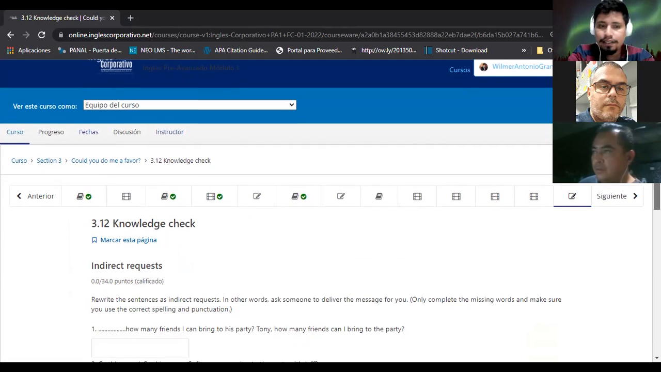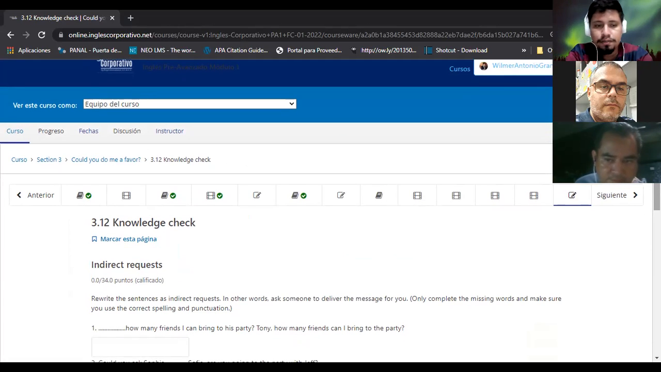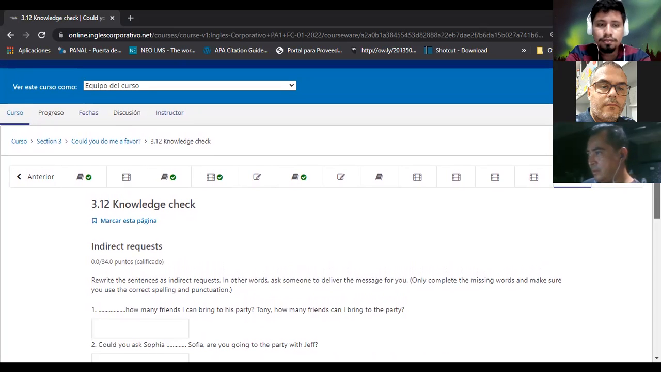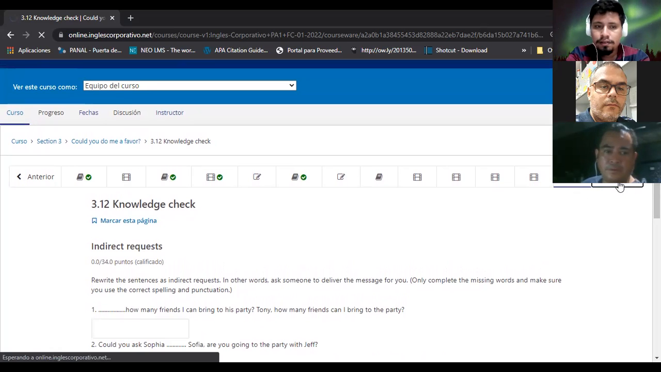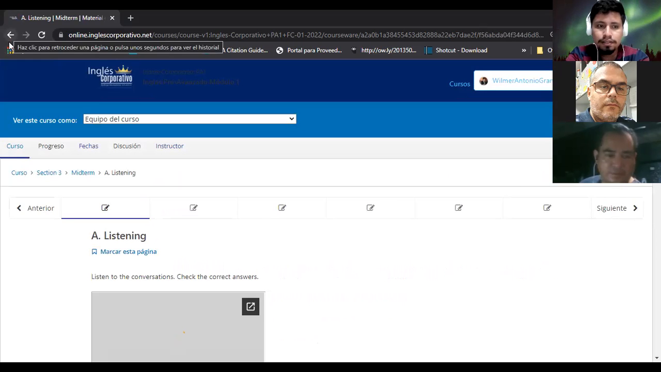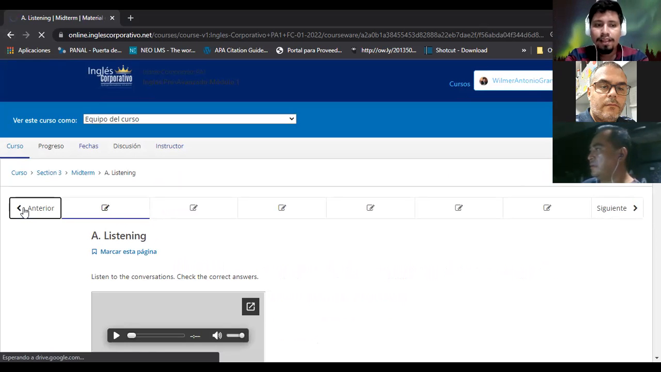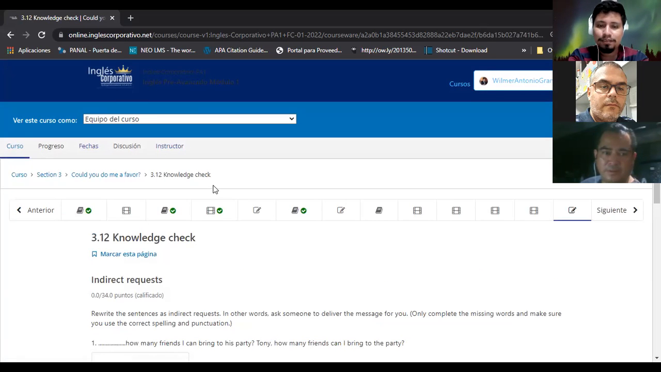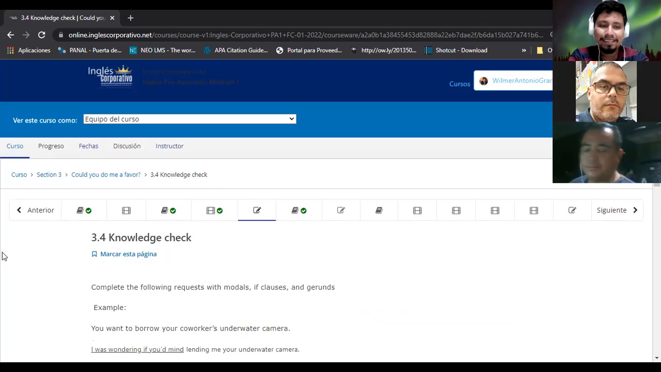You said exercise 3.14. But in this section we have just 3.12. Is it section 3 or section 4? No, sección 3, pero la parte 3.14. Es 3.12, ya hasta ahí termina. No, perdón, yo me equivoqué. Es la 3.4, el check 3.4. Ah, ok, perfecto. Sí, ahí sí tenemos un ejercicio. Yo me había equivocado, había leído mal, perdón.